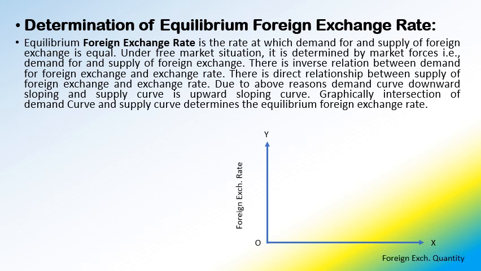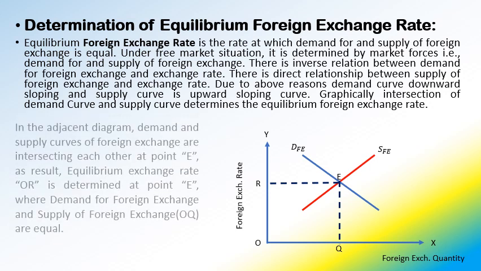We have the demand and supply curves as DFE, the demand curve, which slopes downwards to the right, and SFE, that is supply of foreign exchange, which slopes upwards to the right, intersecting at point E. The equilibrium exchange rate is therefore determined as OR at the point of equilibrium, and the equilibrium exchange quantity is determined as OQ. That is how the equilibrium exchange rate is decided.